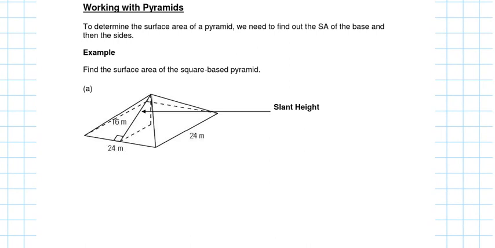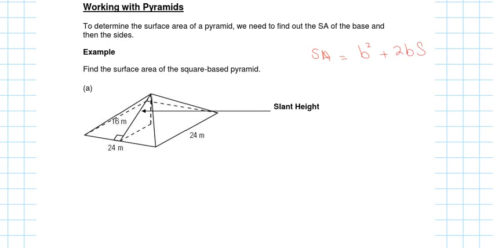So if you look at your formula, it says 2bs plus b squared. Why is it s? Because they use s for the slanted height. They don't use h. They use h for the actual height of the pyramid, s for the slanted height. So the formula on your formula sheet is b squared, your base squared, plus 2bs. Make sense? Where s is the slanted height.